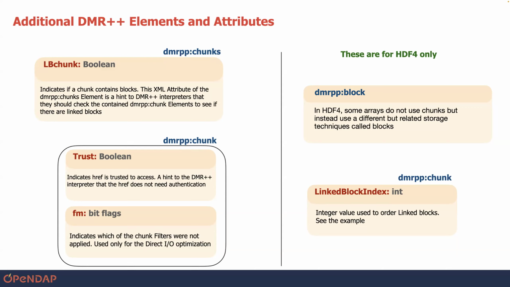So the DMR++ chunks element, remember, of the three elements, that's the one that encases all the information about a particular variable and the chunks that it holds. We can have an attribute there called LB chunk. LB chunk provides a hint to the DMR++ interpreter that says, in this chunk, you may find this type of storage called a linked block. So you need to look for that.